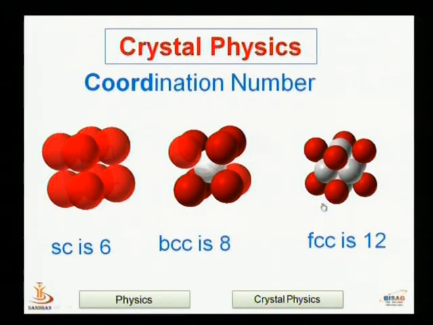For FCC, consider this atom as reference 1. So 4 atoms of the same plane, 4 of the face centered atoms of this original lattice, and 4 of the upper cell, they are in contact. So 4 plus 4 plus 4, it becomes 12. There are 12 atoms in contact with this central reference atom. So the coordination number for FCC is 12.